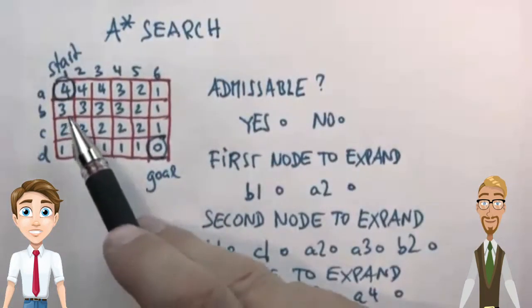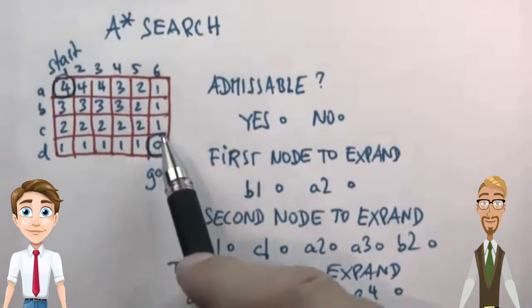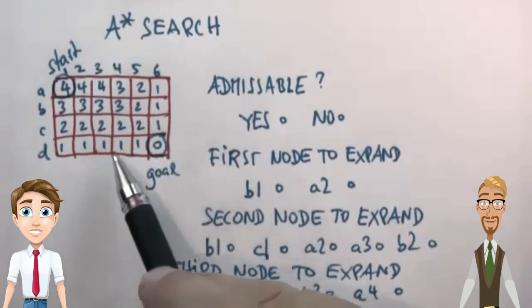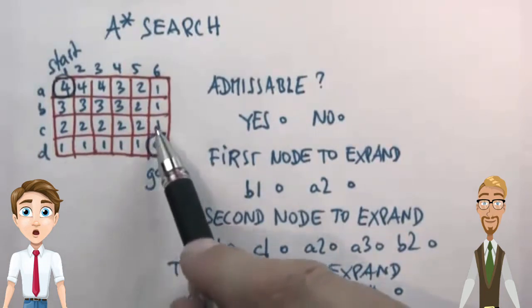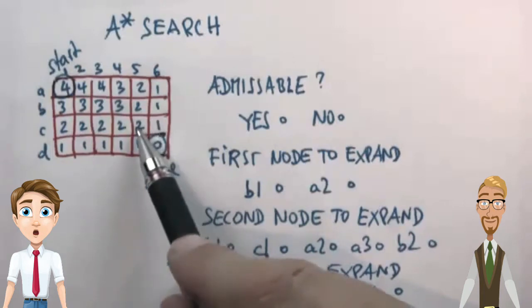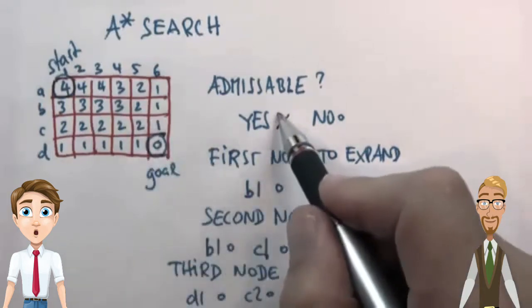Well, clearly this is an admissible heuristic because the distance to the goal is strictly underestimated. From here, it would take 1 step. From here, it'll take 1, 2 steps. So the answer is yes.